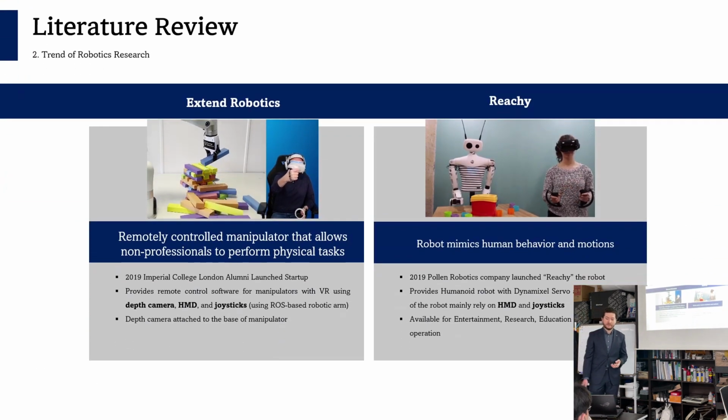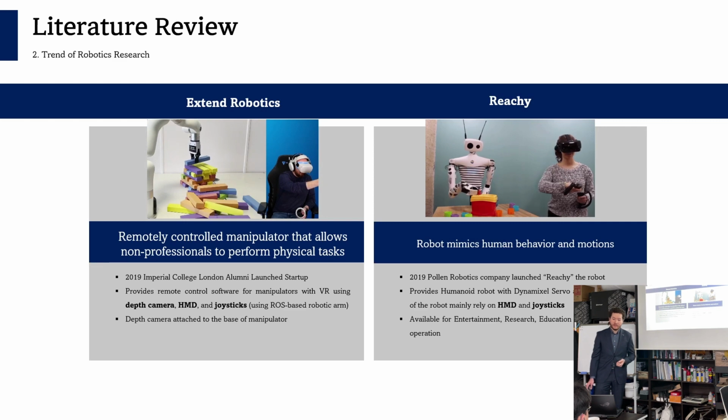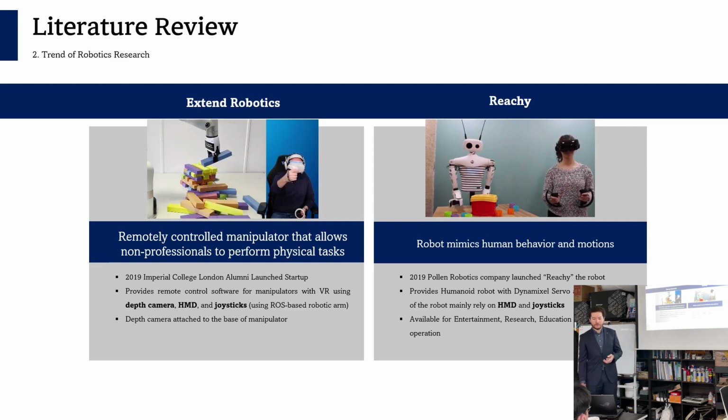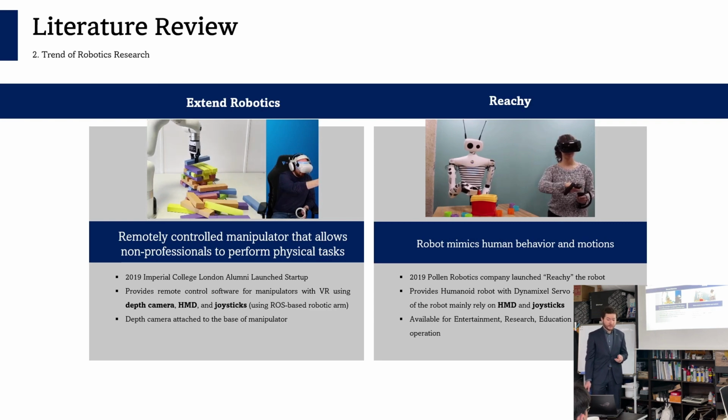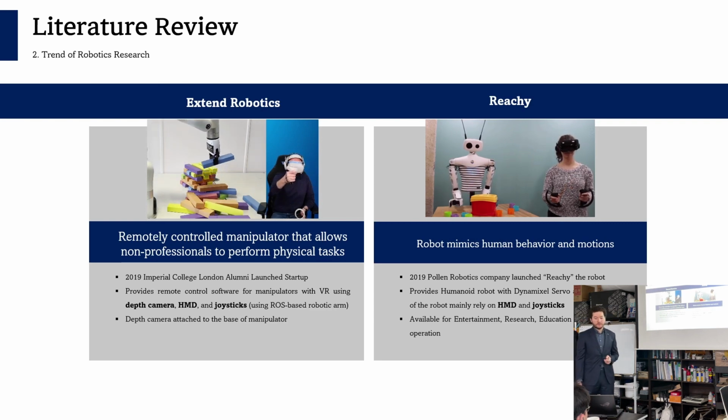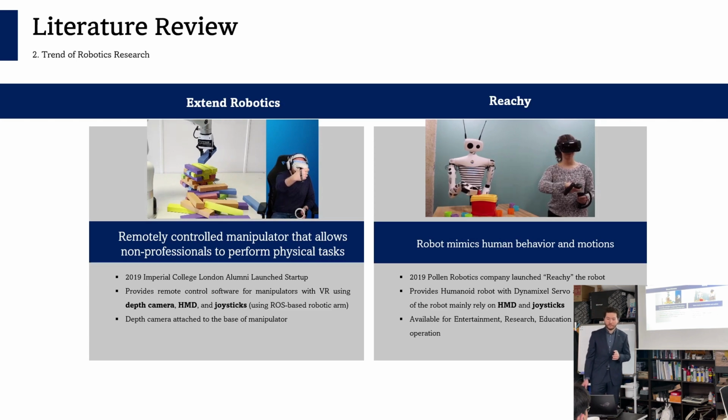Nowadays, many companies have started selling their robots with teleoperation capabilities, such as Pollen Robotics from France. Reachy is a humanoid robot teleoperated with a virtual reality headset. Extend Robotics, a startup, is selling a software package for remotely teleoperating industrial robotic arms using a virtual reality headset.